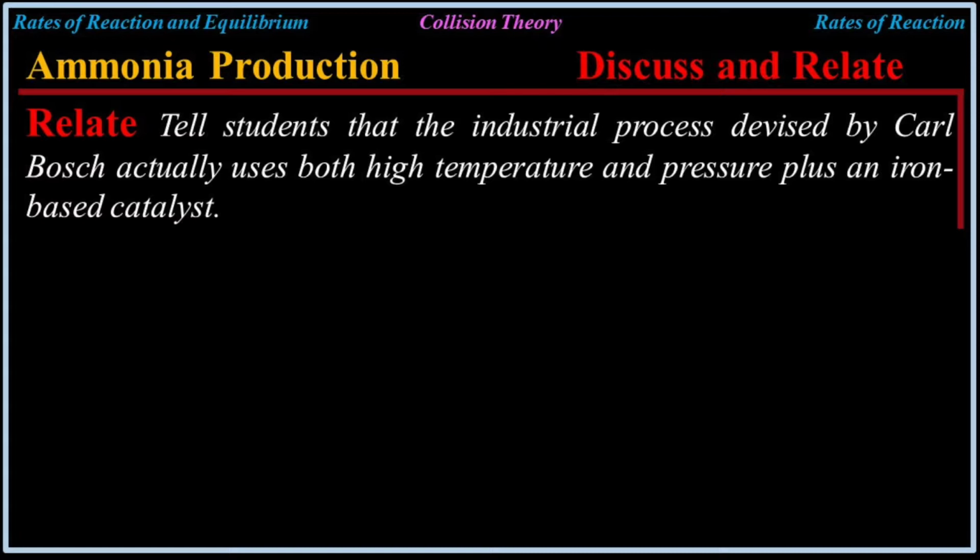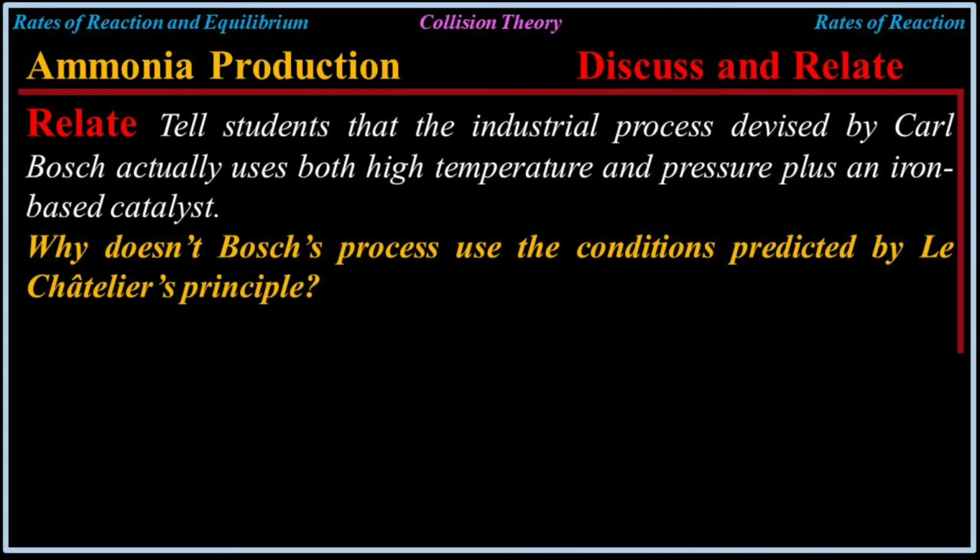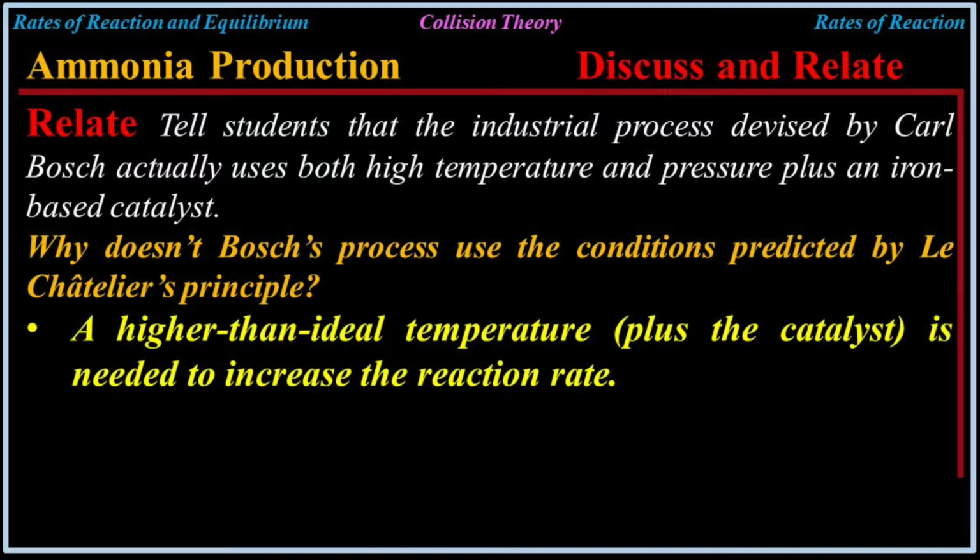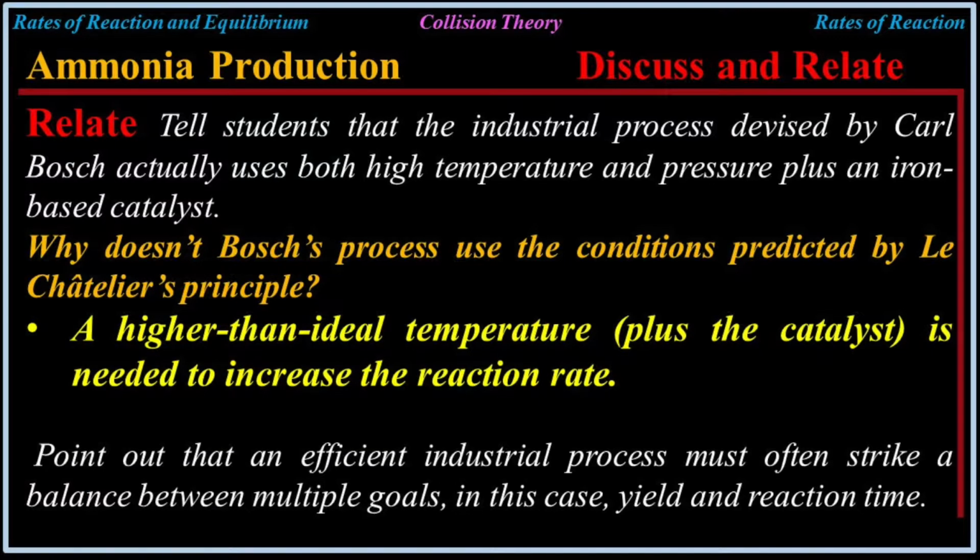Tell students that the industrial process devised by Carl Bosch actually uses both high temperature and pressure plus an iron-based catalyst. Why doesn't Bosch's process use the conditions predicted by Le Chatelier's principle? A higher than ideal temperature plus a catalyst is needed to increase the reaction rate. Point out that the efficient industrial process must often strike a balance between multiple goals, in this case, yield and reaction time.